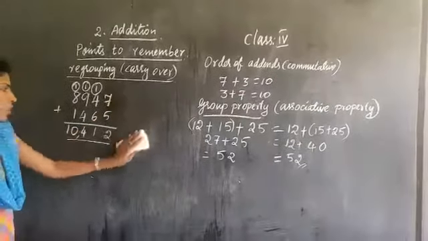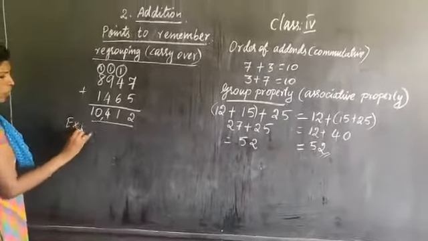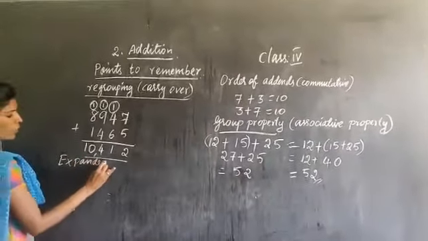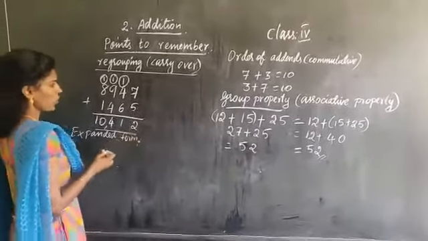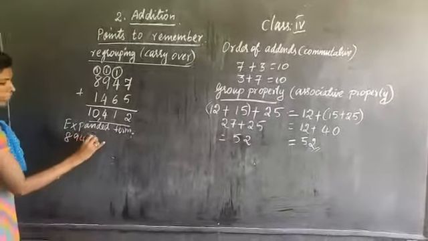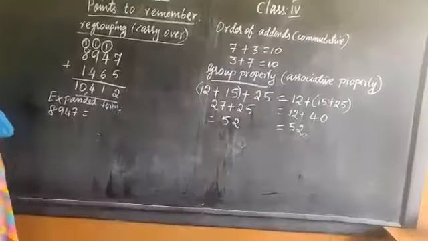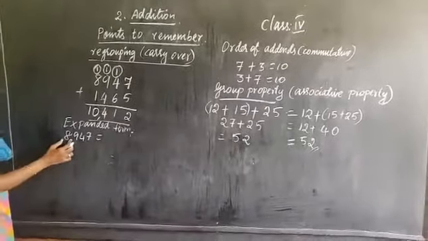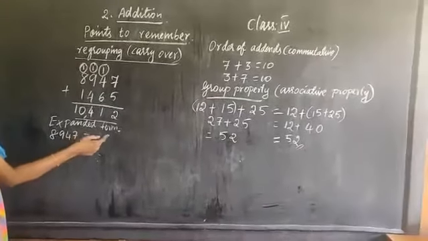Next one, using expanded form. Using the expanded form, how to add. For the same thing, let me give an example. For the first number, 8947, you have to write the number in expanded form. Expanded form means we write the place value of the number in sums, with a plus sign.